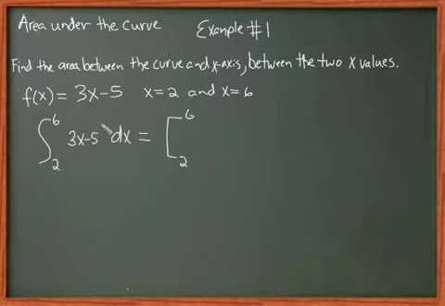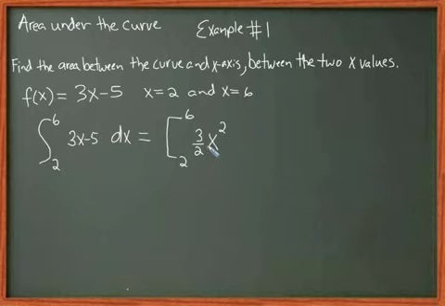Now, we take the antiderivative of 3x. What we need to do is raise the power to 2, and then divide by that new power, with the coefficient that was there before. So that's going to be 3 over 2 x squared. That's how you take the antiderivative of a term.